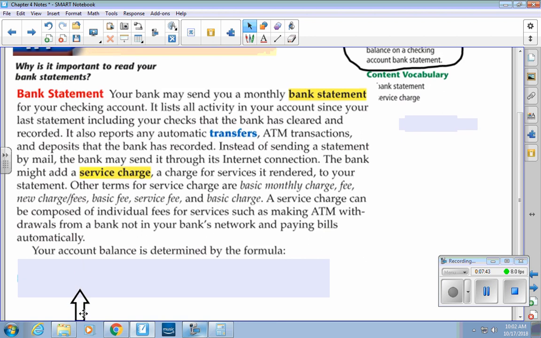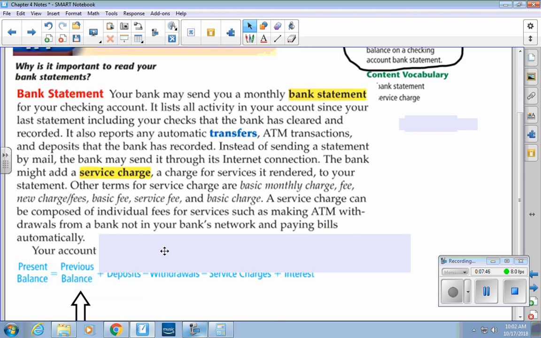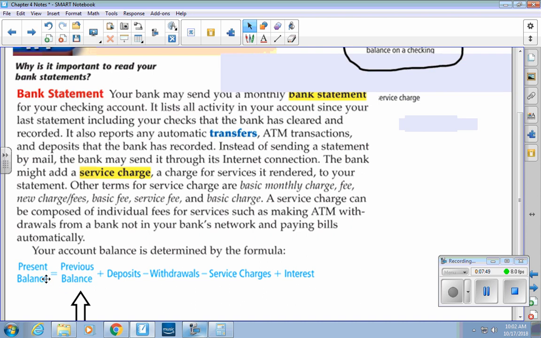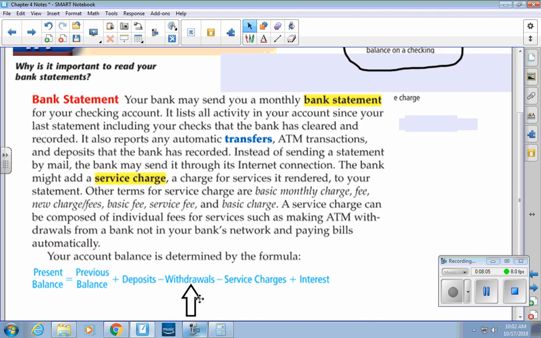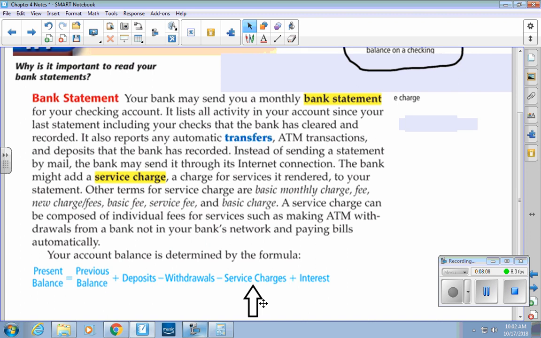Your account balance is determined by this formula. It's your previous balance, so what you had going into that month, plus any deposits you've made. So deposits are the plus. Minus withdrawals. So anytime you take money out, it's a minus. And then minus service charges. And then if you have a savings account or an account that earns interest, you add the interest in. So go ahead and take a moment and write this formula on your notes.